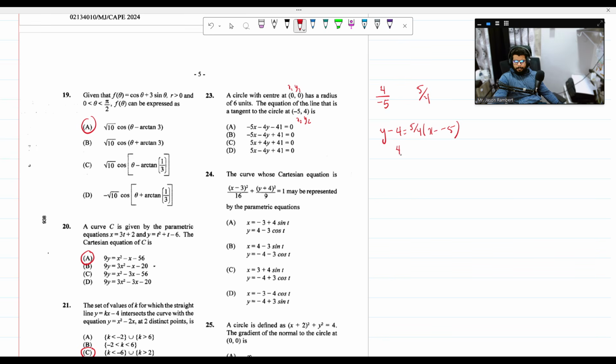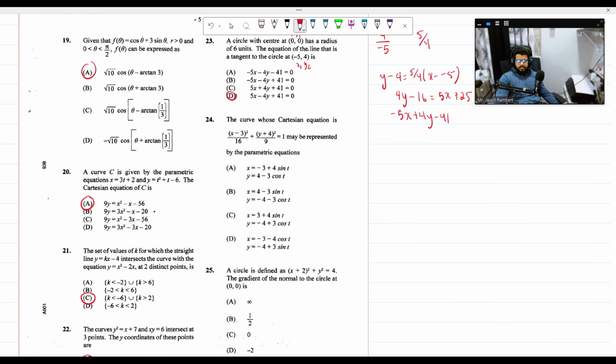4y minus 16 is equal to 5x plus 25. They have the x's first, so I'll get minus 5x plus 4y minus 16 minus 25, which is going to give me minus 41. Minus 5x plus 4y. We don't have that, so we will multiply everything by minus 1 to get 5x minus 4y plus 41. So 5x minus 4y plus 41, D is the answer.